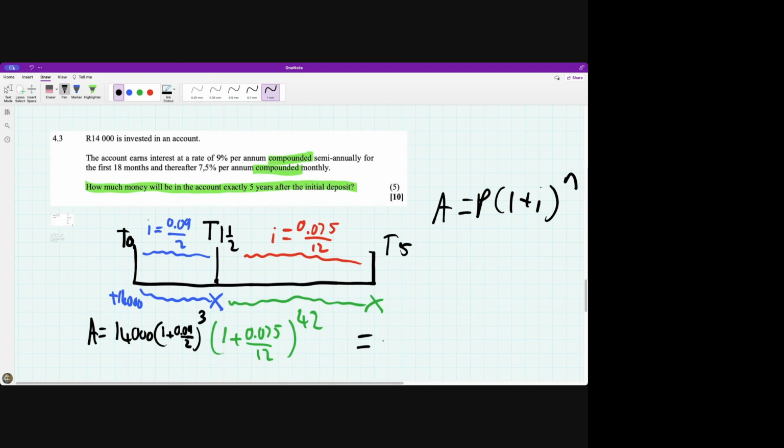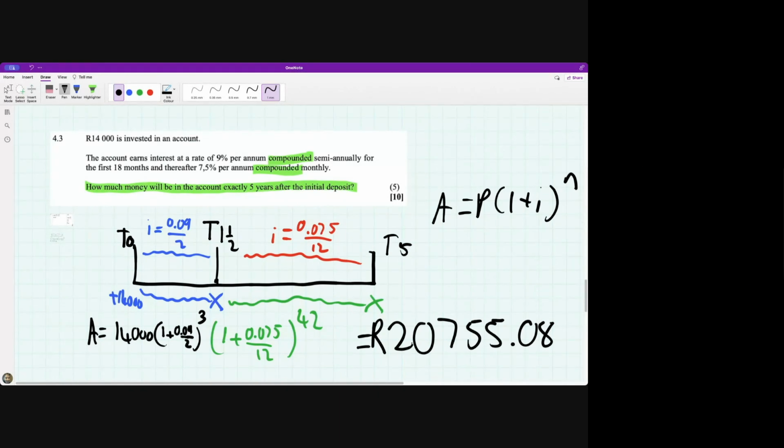Okay. I get 2755.08 Rand. Did anybody else get that? See, just check if anybody else got that. So if you messed it up, try again.